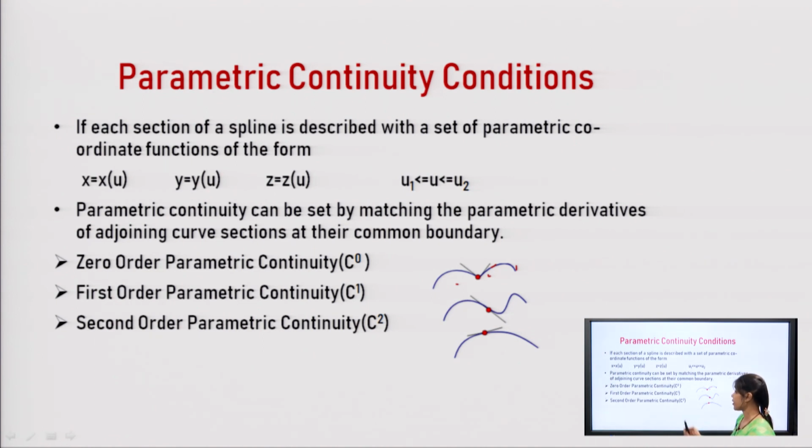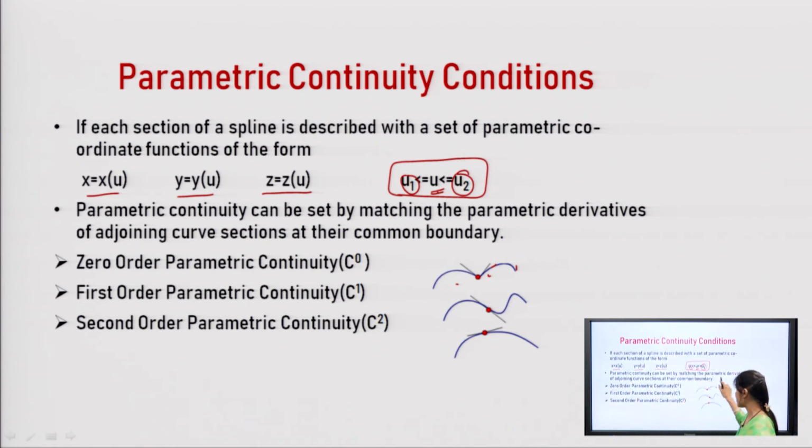What is parametric continuity? Each section of a spline is described with a set of parametric coordinate functions. I have already told you what the parametric form of the curve is: x is equal to x of u, y is equal to y of u and z is equal to z of u. And there is a constraint condition, that this parameter u lies between u1 and u2. u1 and u2 may be 0 or 1, 0 or 2, something like that.